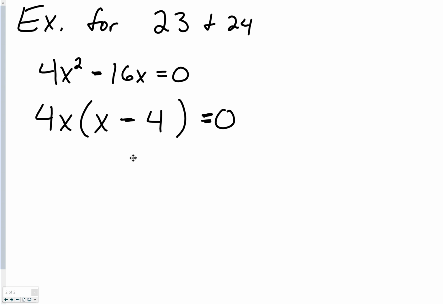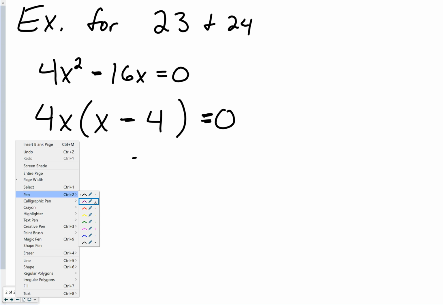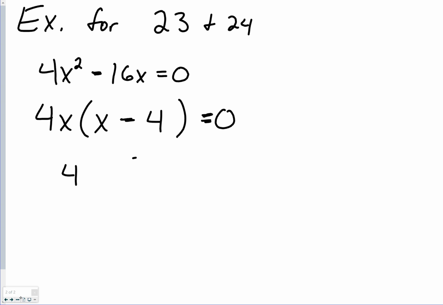So I'm going to set each equal to 0. I'm going to use a different color. Oh, no, I'm not. Let's try again. Come on! It's my first time. There we go. 4x equals 0, and x minus 4 equals 0.